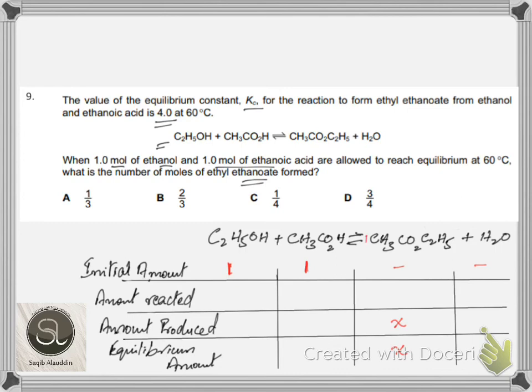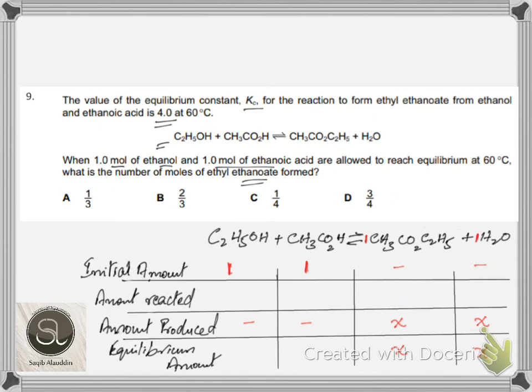Now, since ethyl ethanoate and water are in a ratio of 1:1, X moles of water are also produced. And hence, there are X moles of water at equilibrium. So you have X moles of ethyl ethanoate and X moles of water at equilibrium. I'll just put a dash for the reactants because they are not produced in this equation.